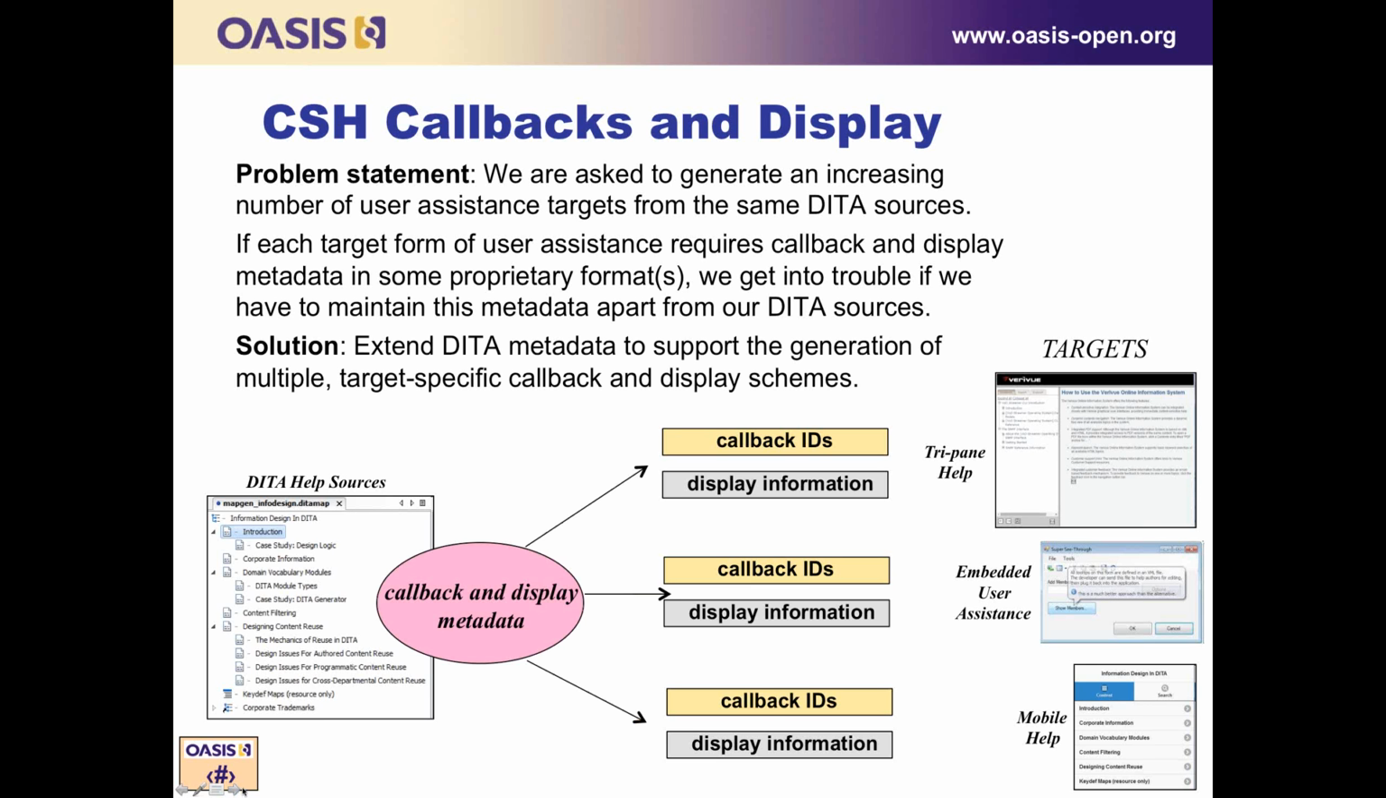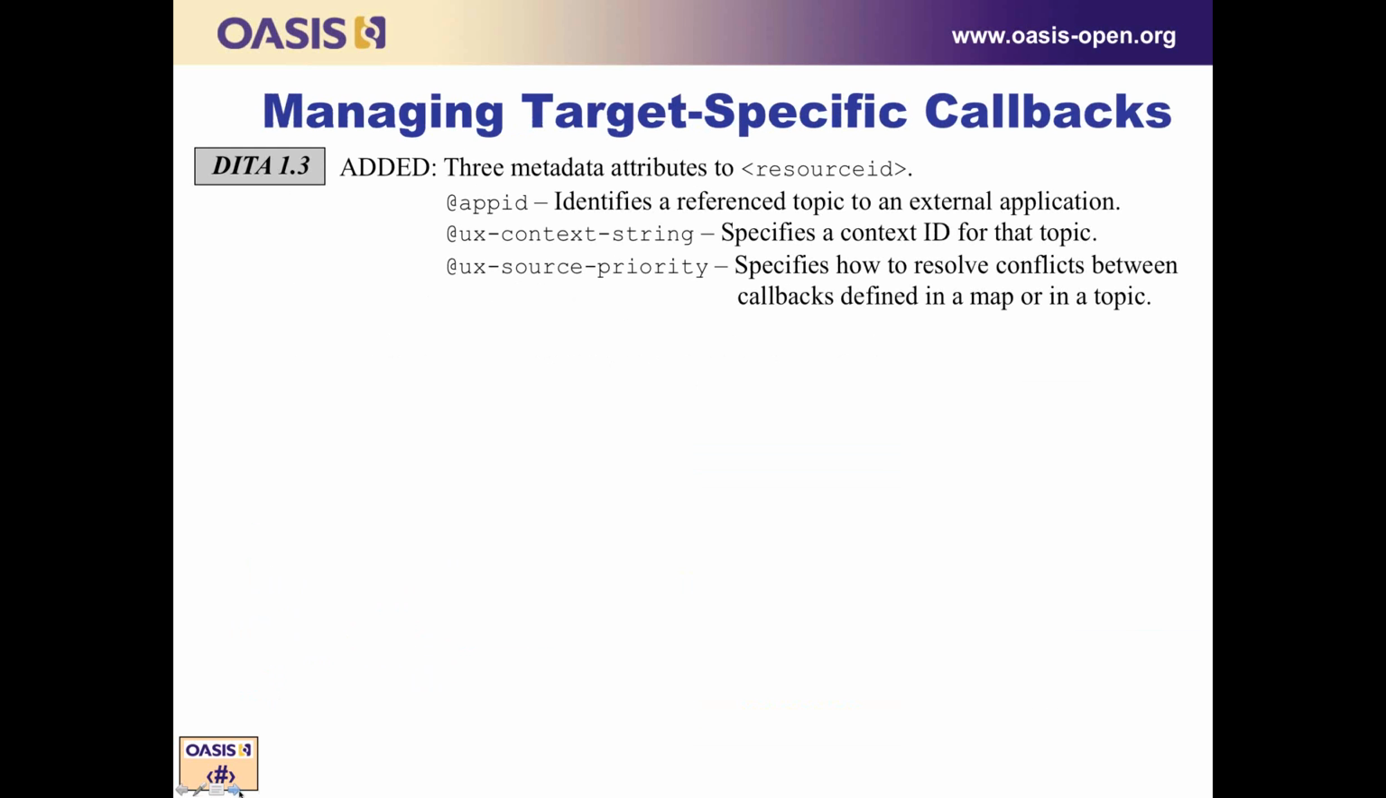So our proposed solution is to extend the metadata vocabulary that is in DITA to support both the generation of callback IDs and target-specific display characteristics. And once we have this information inside DITA, then we can apply the same filtering and assembly logic to it as we do for any of the other content that we author for help.